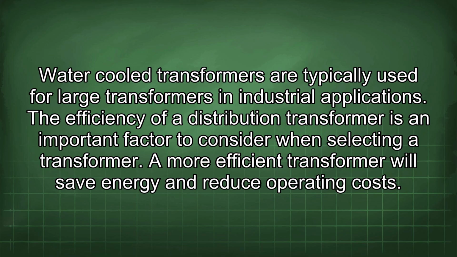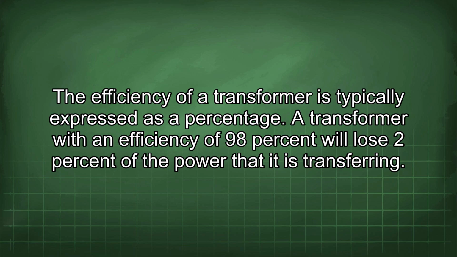The efficiency of a distribution transformer is an important factor to consider when selecting a transformer. A more efficient transformer will save energy and reduce operating costs. The efficiency of a transformer is typically expressed as a percentage. A transformer with an efficiency of 98% will lose 2% of the power that it is transferring.